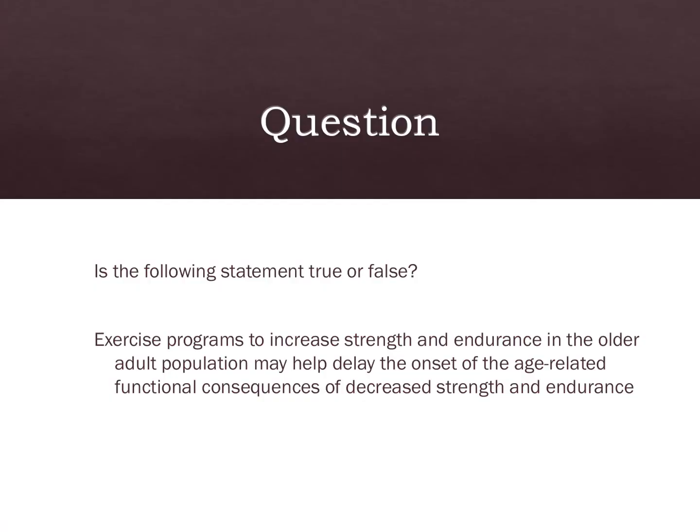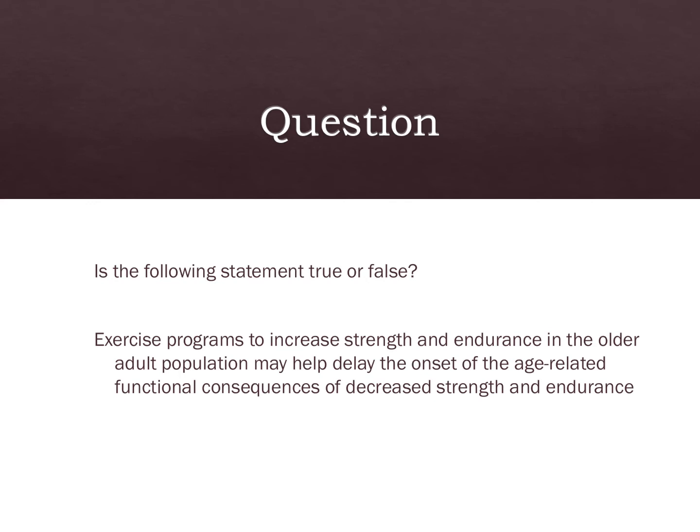Is the following statement true or false? Exercise programs to increase strength and endurance in the older adult population may help delay the onset of age-related functional consequences of decreased strength and endurance. This is a true statement.